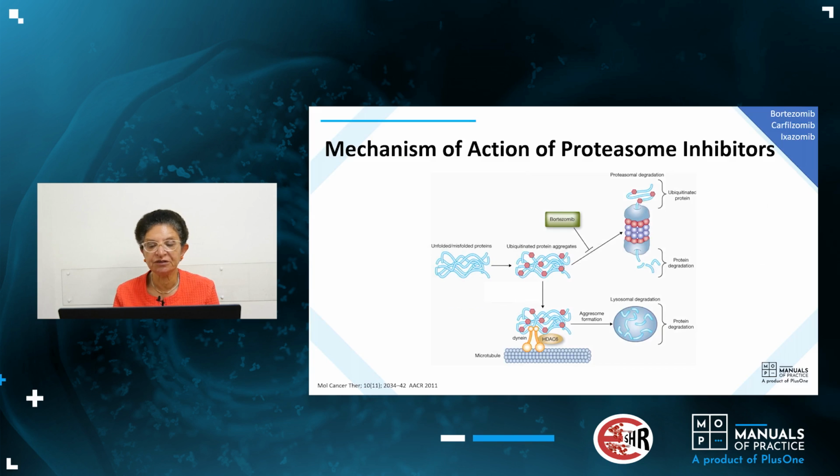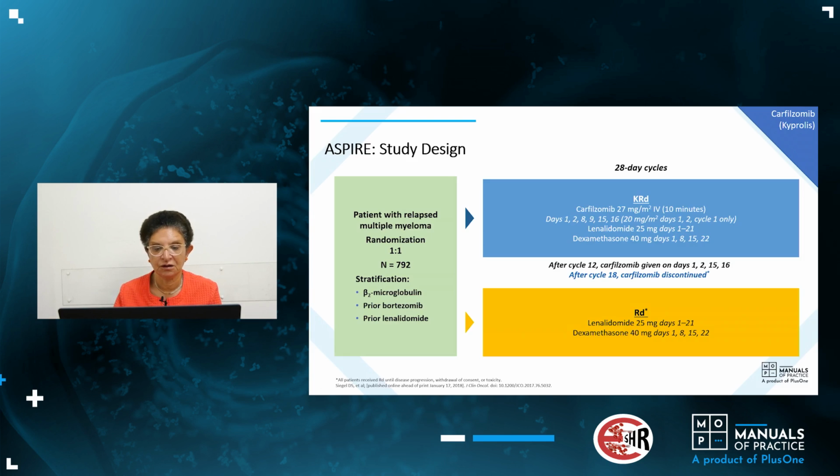So what about proteasome inhibitors? Now we have the first generation, the second generation, and even the third generation proteasome inhibitors. And what do they do? They act on the ubiquitination of the protein aggregates. And so these protein aggregates accumulate in the cell and kill the cell because the cell cannot get rid of them using the proteasome inhibitors. Let us look at the second generation proteasome inhibitor, which is called Kyprolis or carfilzomib. It is a permanent proteasome inhibitor, and it has been used in patients with relapsed multiple myeloma.